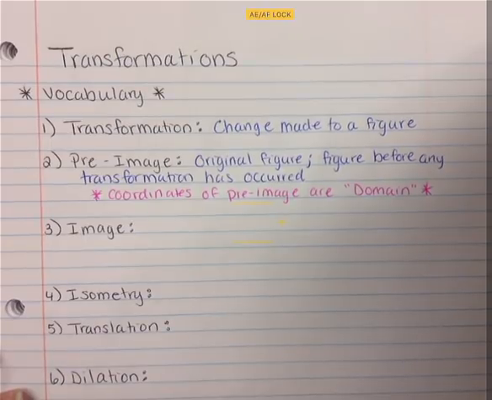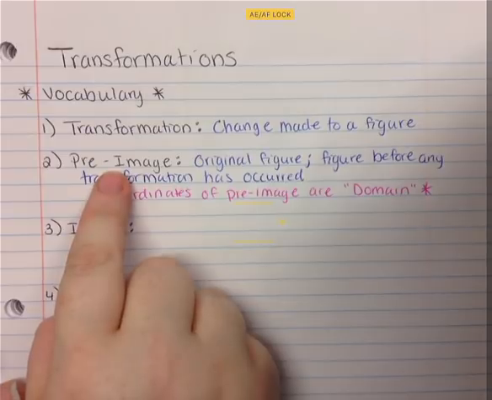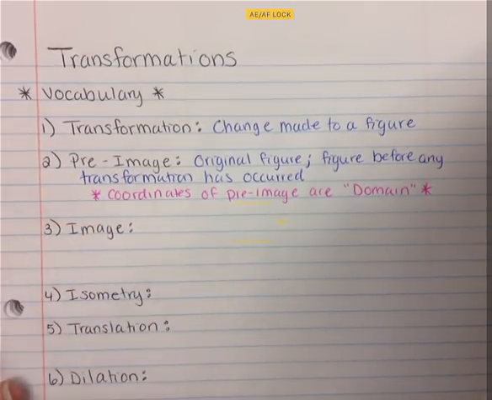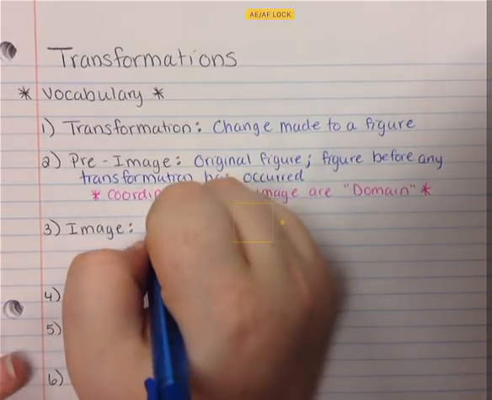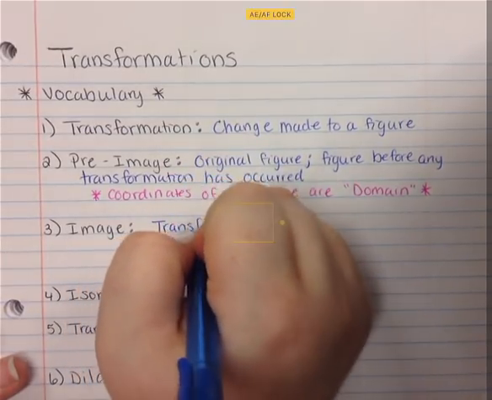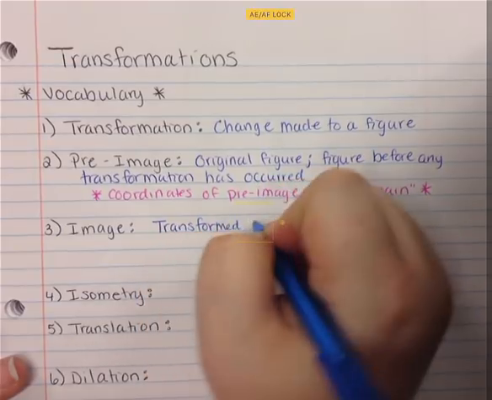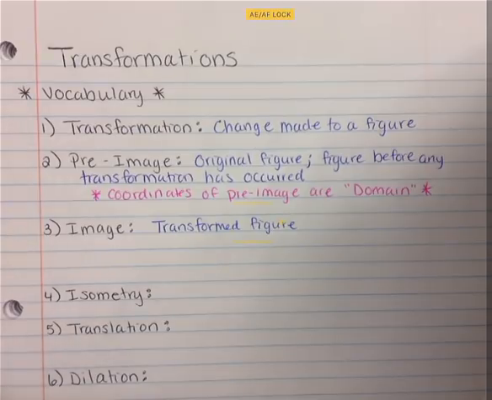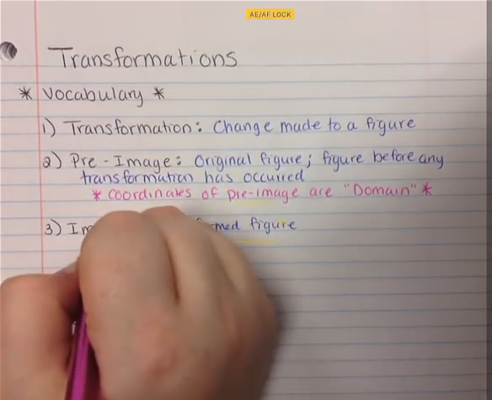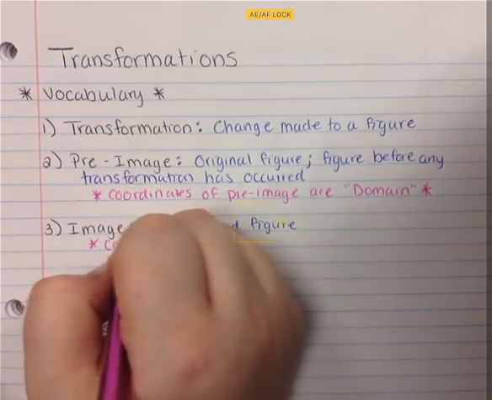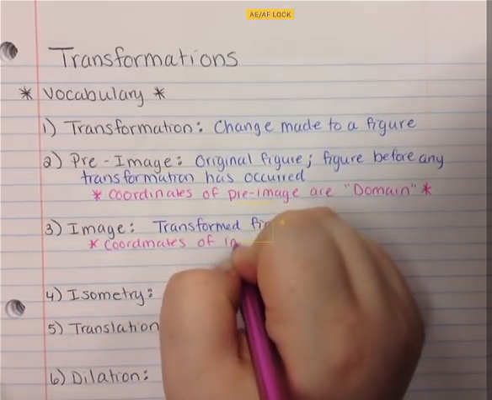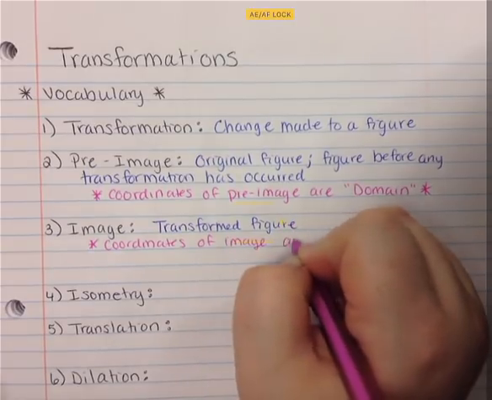So we're going to have domain. If we have domain, then we're going to end up having range as well. So if the pre-image is the domain, the image will be the range. So the image is the actual transformed figure, because this is what we're changing. So again, the coordinates of the image are the range.